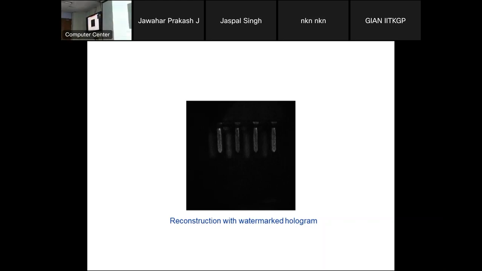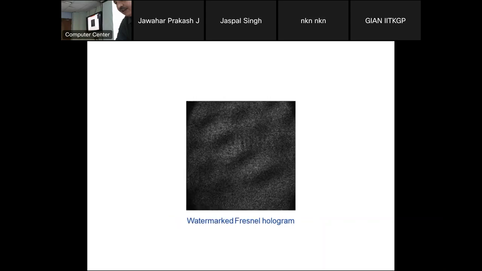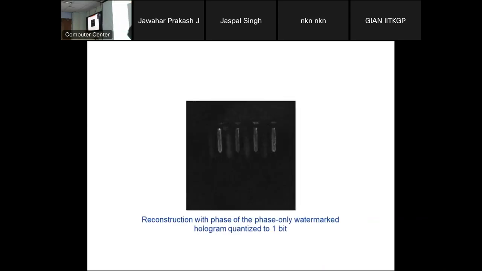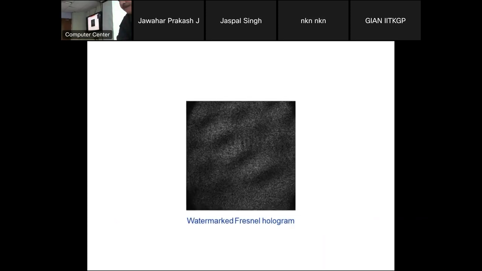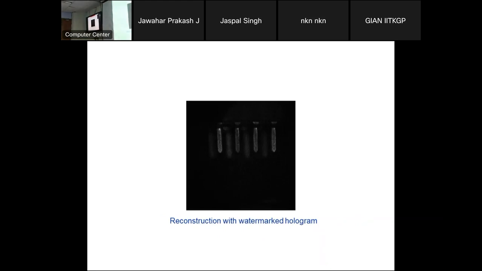So see the difference. I'll go back and show you the original reconstruction. Remember this reconstruction and this reconstruction. This one and this one. Both are the same. So there is no impact on the quality of the hologram, no impact on the reconstruction quality of the hologram, but they are watermarked and they are secured.